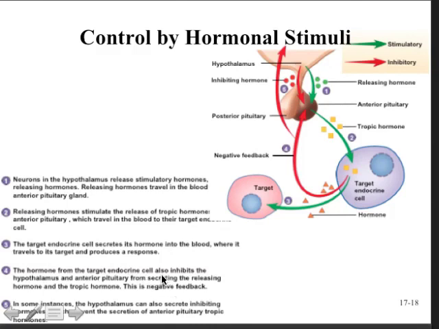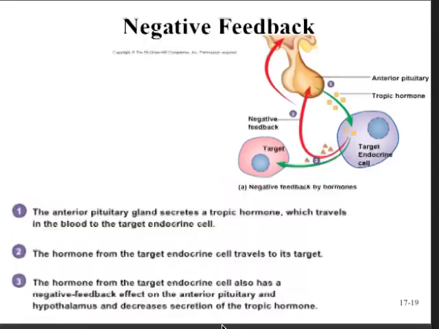The hormones in the target endocrine cell inhibit the hypothalamus and the anterior pituitary, so as thyroxine levels rise, we cut off production of thyroid stimulating hormone releasing factor as well as thyroid stimulating hormone. So we actually impinge on this feedback system in two places, and in some instances the hypothalamus can also secrete inhibiting hormones which prevent the secretion of anterior pituitary trophic hormones. We call these inhibitory factors. Okay, so that's one of the more common ways that we control hormone production.